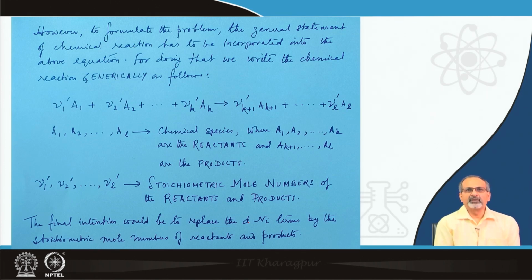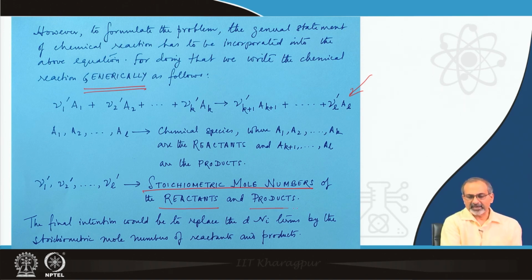Now, to formulate the problem further, just the sigma Gi dNi may not be very convenient enough for us to proceed with. We actually would need to look at the chemical reactions and represent them generically, so that we are able to get closer to implementing that condition for chemical equilibrium by coupling it through inputs coming from the chemical reactions. So, if we write down a chemical reaction generically like this, where all the nu i dashes are basically the stoichiometric mole numbers, and they are there both for the reactants and products.